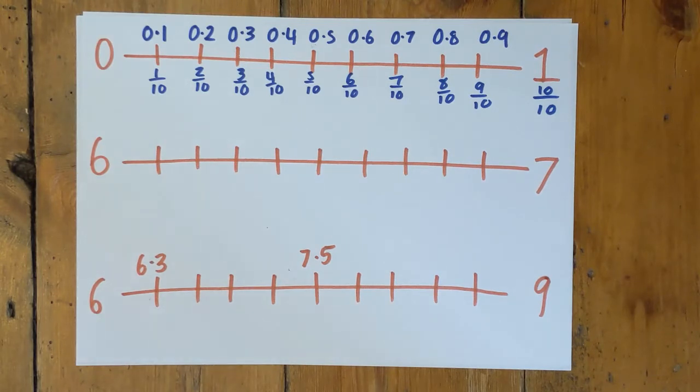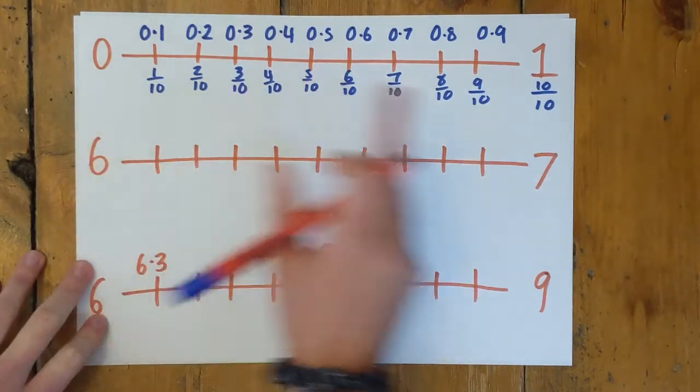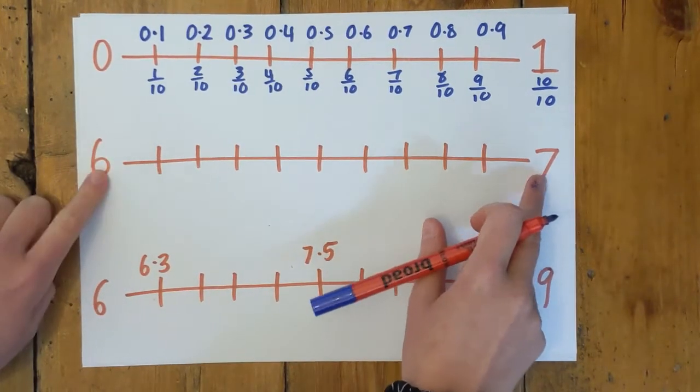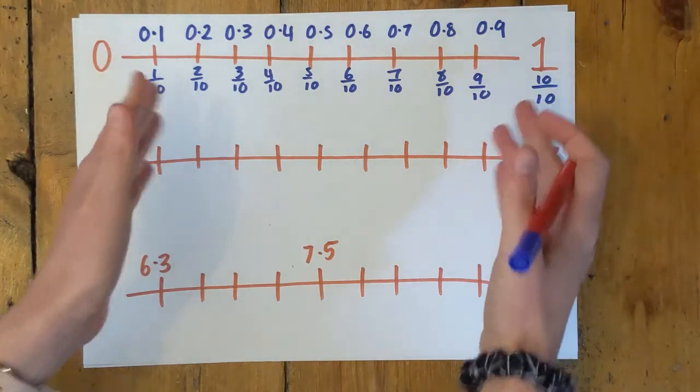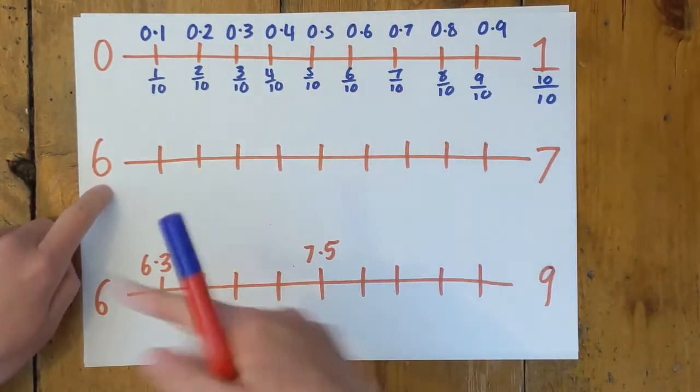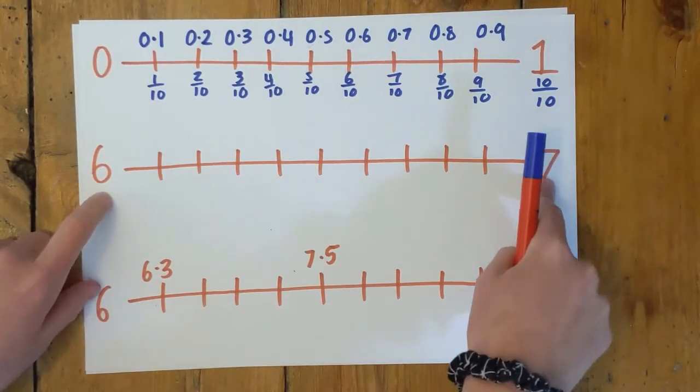Now, for the next number lines that you have, which are the orange ones, these are a bit trickier, and the reason for that is that they're not starting from 0, and some of them are going up in different intervals. So, let's have a look at this one. This time we're starting from 6 and we're going to 7. Now, straight away I know that must be 1 whole, because 6 add 1 would get me to 7, okay?